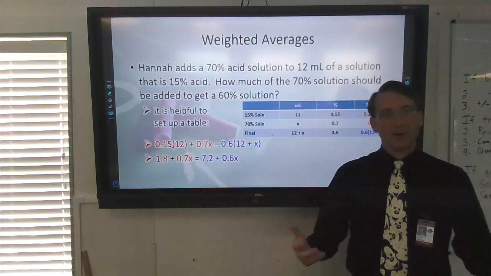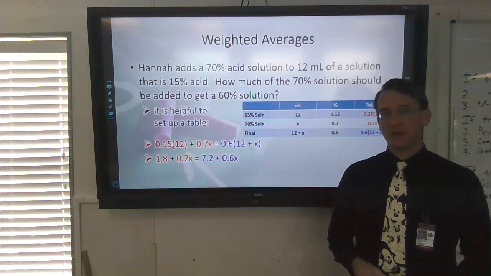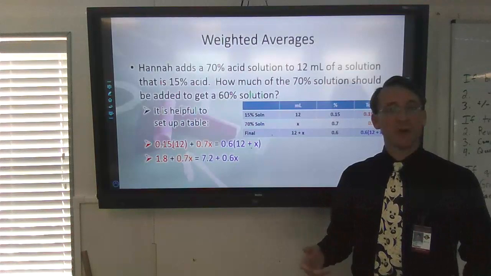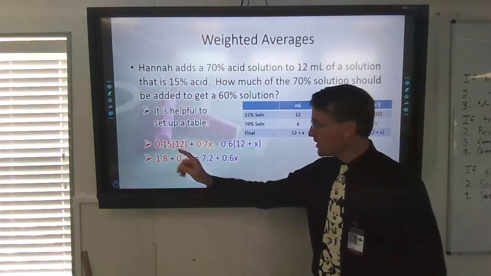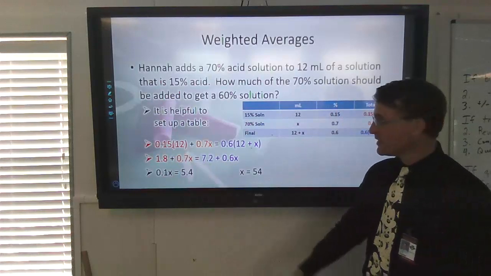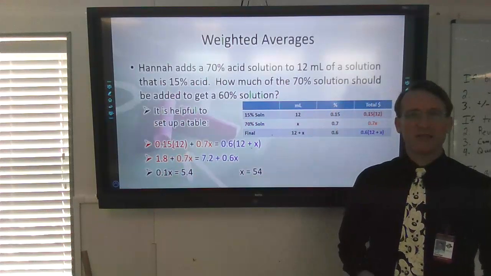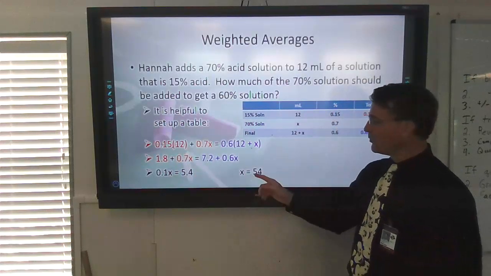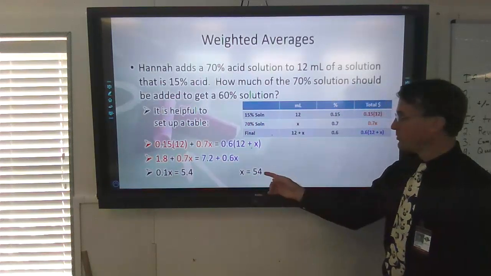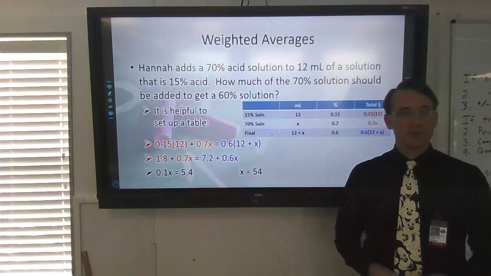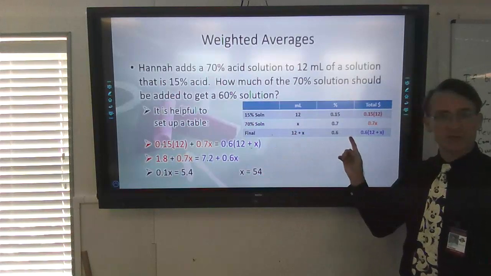Now I need to combine all my x terms. So I get my x terms on one side of the equation, my non-x terms on the other side of the equation, so that I can solve for x. So I'm going to subtract 0.6x from both sides, and I'm going to subtract 1.8 from both sides. When I do that, I get 0.1x is equal to 5.4. Multiplying both sides by 10 or dividing both sides by 0.1 will give me my x value of 54. So I would have to add 54 milliliters of the 70% solution, and that would give me a total of 66 milliliters of a 60% solution.